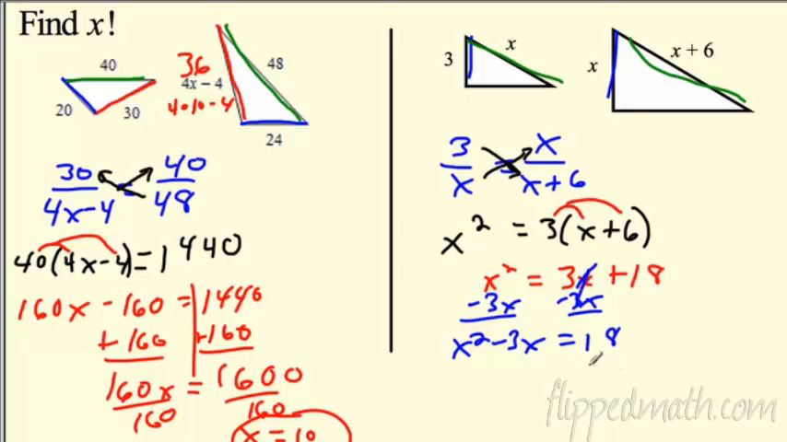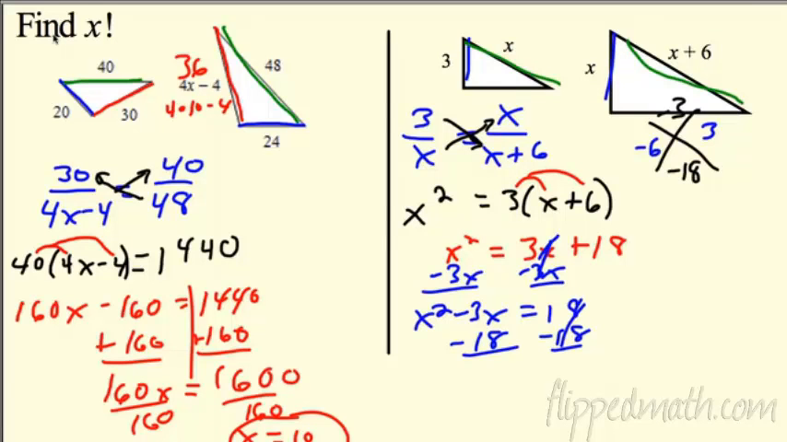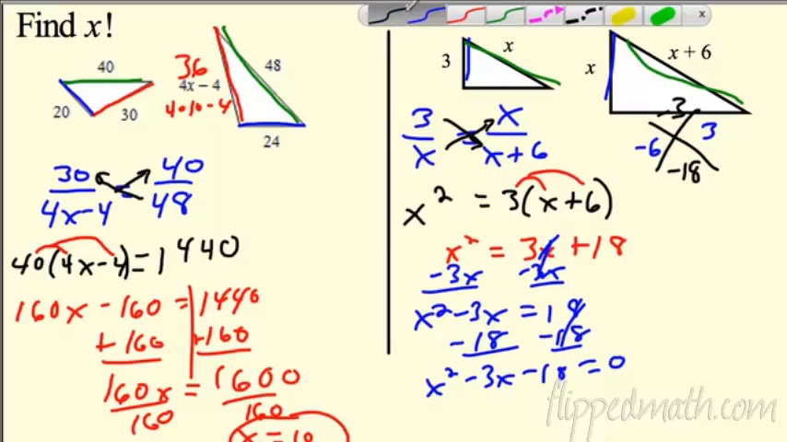And then it's still not equal to 0, so I got to subtract 18. And you can do that all in one step if you like. So now I'm left with, subtract the 18 from both sides, and we're looking at x squared minus 3x minus 18 equals 0. And now we're to factoring. So we're going to want to factor this bad boy.